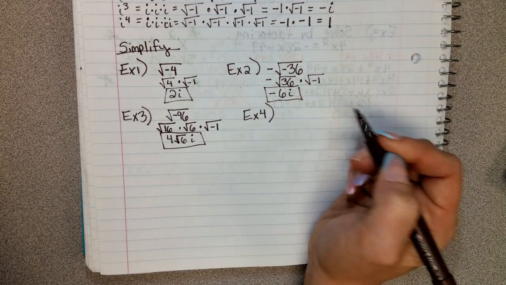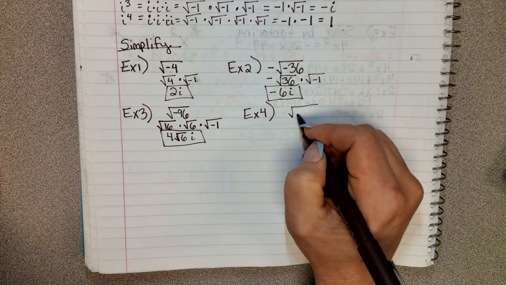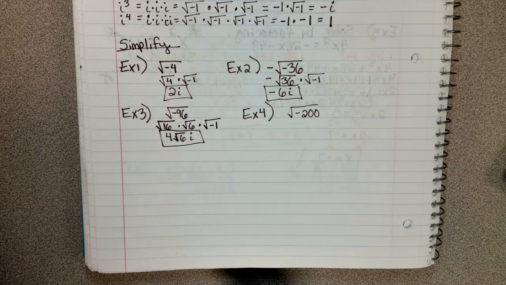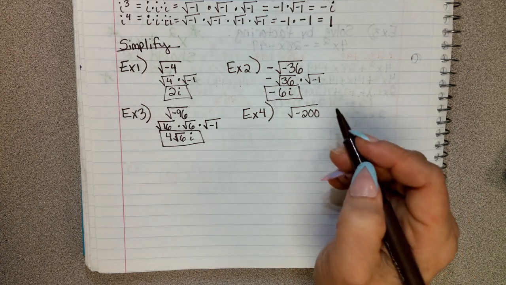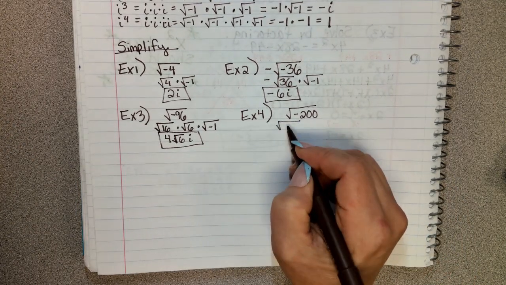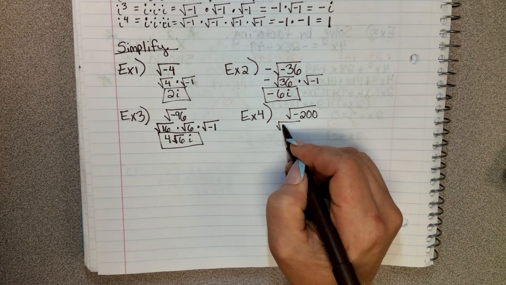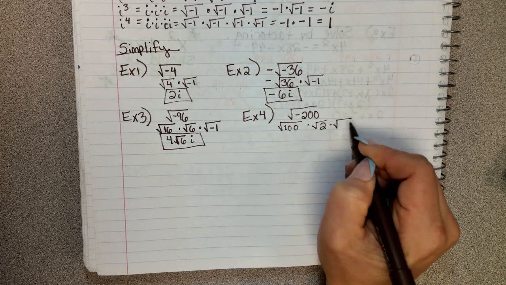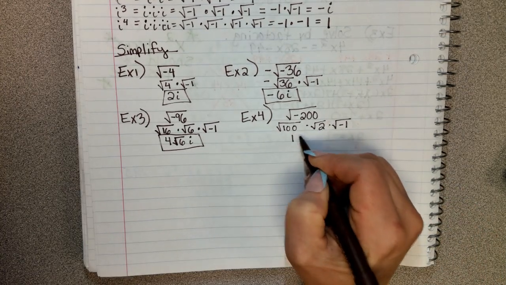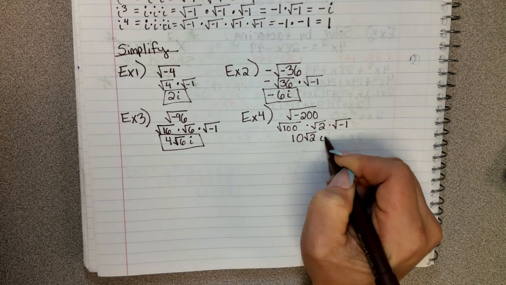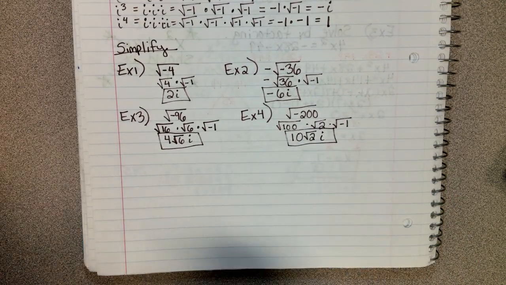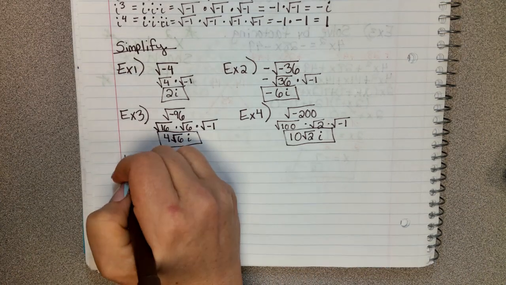And here's one more for you to try. Try to simplify the square root of negative 200. On your mark, get set, go. All right, so let's see what you got. That's the same thing as the square root of 100 times the square root of 2 times the square root of negative 1. So that's 10 square root 2i. There we are. Now, you will have to rationalize your denominator, so let's talk about that really quickly.